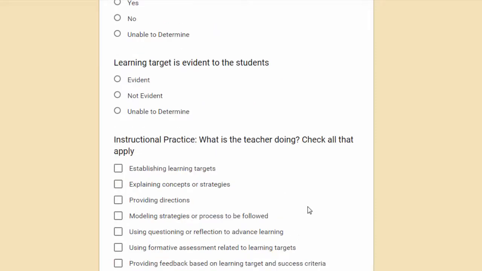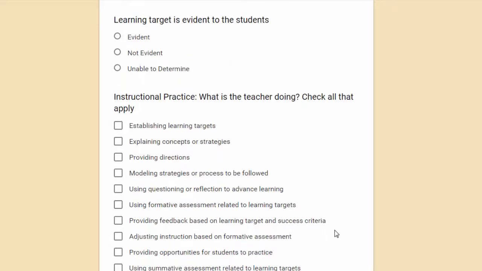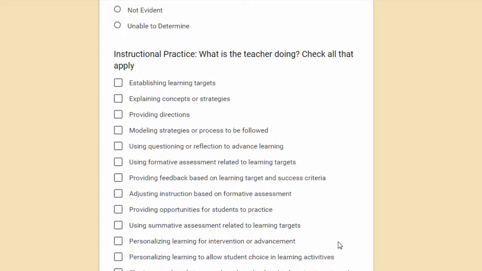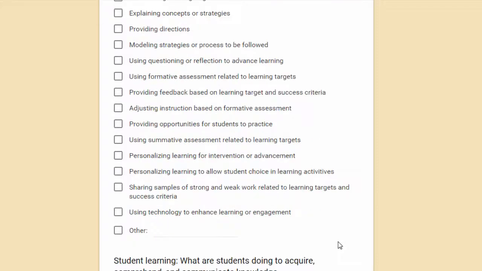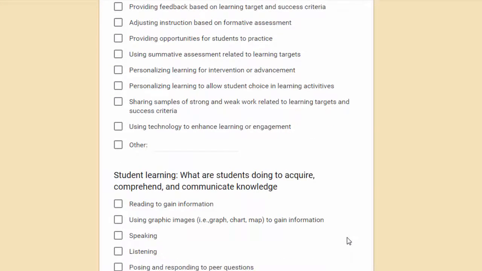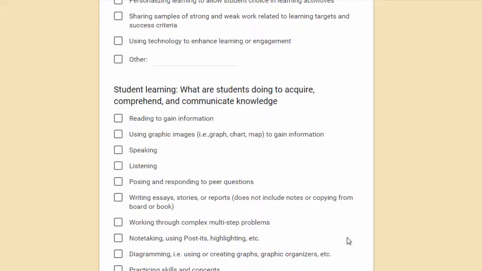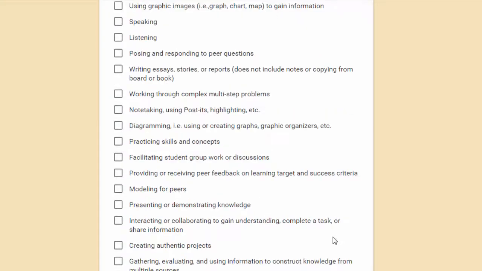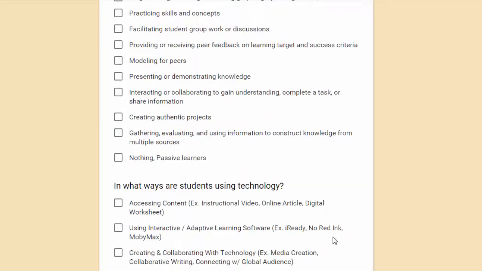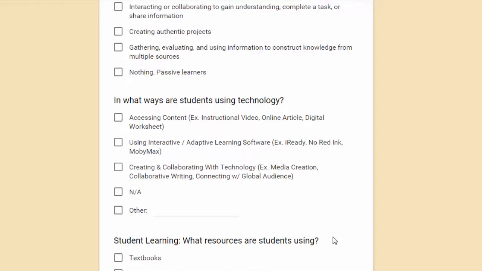From there, we'll move into instructional practice. What are some things that are noticed within the classroom that the teacher is doing at the time of the visit? Keep in mind that the visit is only about a 5-minute visit, so we won't be looking for all of these things, but we'll be indicating the strategies that we do see being used. From there, we go on to student learning. Again, what are students doing to acquire, comprehend, and communicate knowledge? And in what ways are students using technology?